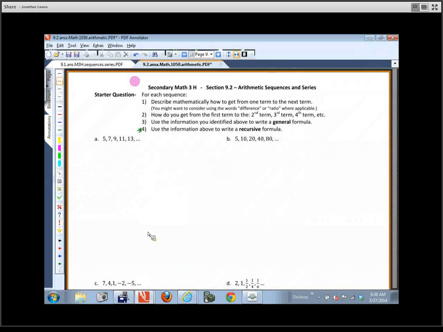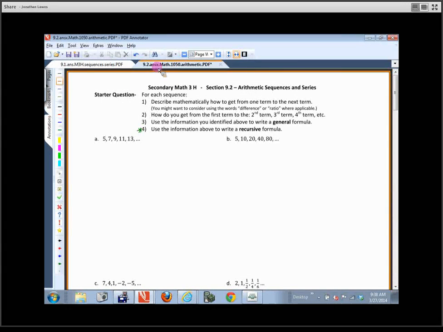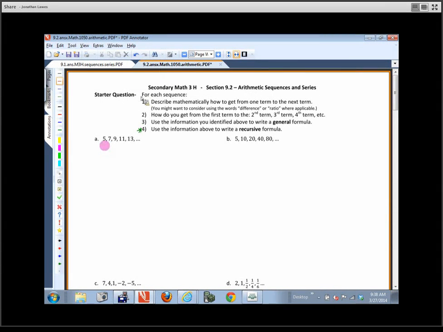Okay, let's see if we can get headed in the right direction. On this one right here, how do you get from one term to the next term? You add 2, okay? So add 2. So how did you figure out you needed to add 2? It kind of seems like a silly question, but how do you know from this one to this one you add 2?